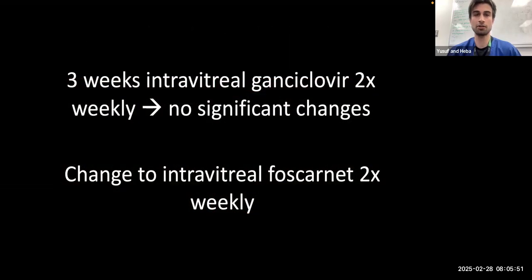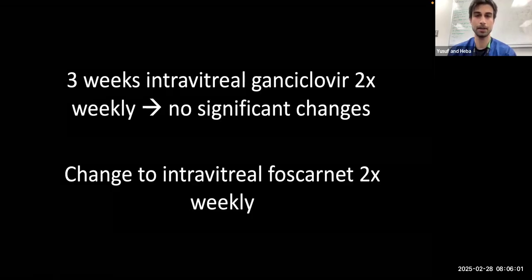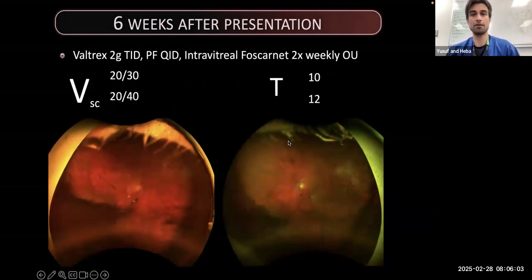The patient over the next 3 weeks received intravitreal ganciclovir injections 2 times a week, but there were no significant changes. So they were changed to intravitreal foscarnet 2 times a week. 6 months after they initially saw us, they had a bit of an improvement in the vitreous haze with the retinitis slightly regressing in both eyes. So there was a bit of a response to the foscarnet.